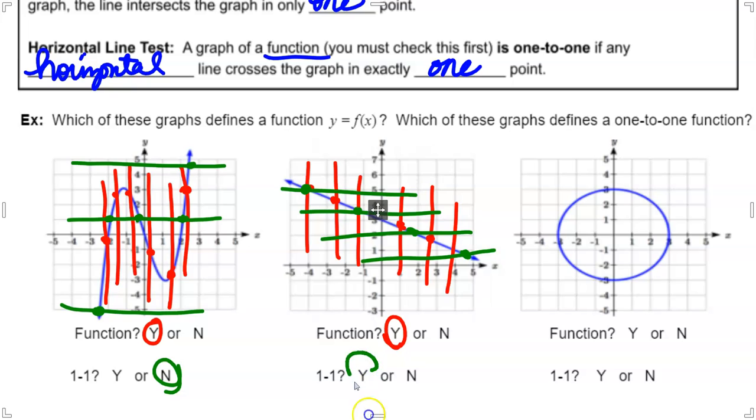Therefore, yes, that is a one-to-one function. All right, and our last example here looks kind of like a circle, but really I would call it an ellipse. If I try for a function and I draw this line right here, notice I have 2 points that cross, therefore automatically, no, that is not a function. And is it one-to-one? Well, because I marked no on the first one, I don't even have to answer that second one.